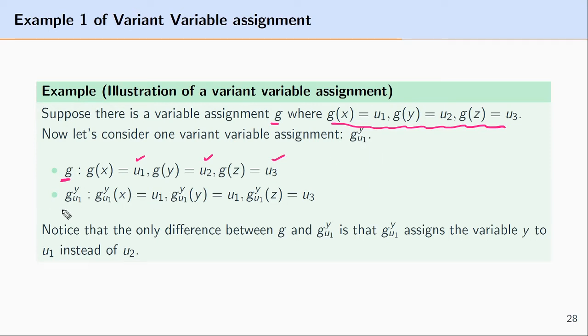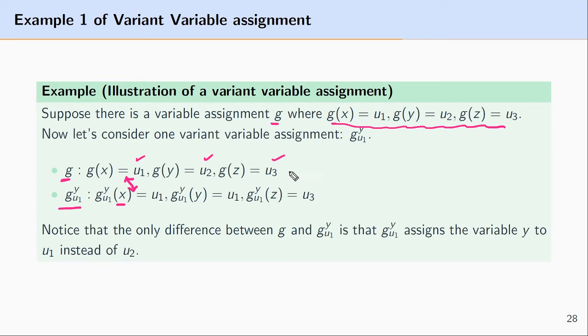Now let's consider the variant variable assignment. And this is like G in every way, except it's going to assign the variable Y the item U sub 1. So this variant variable assignment takes Y and assigns it the item U1, and then when it takes the input X, it's going to behave identically to the original variable assignment. So you'll note that these two variable assignments assign X the same item.